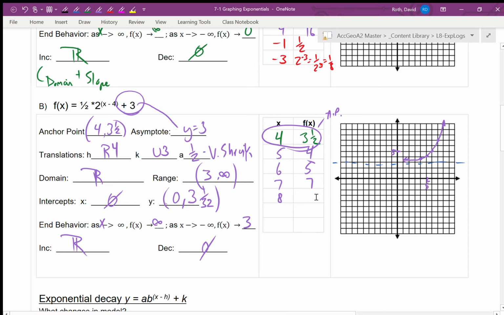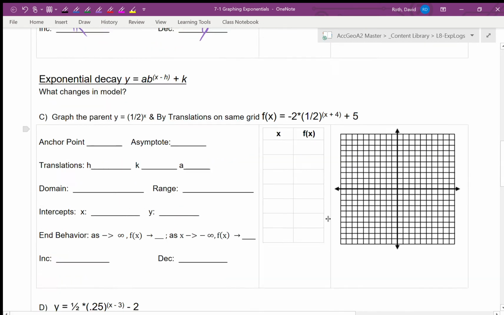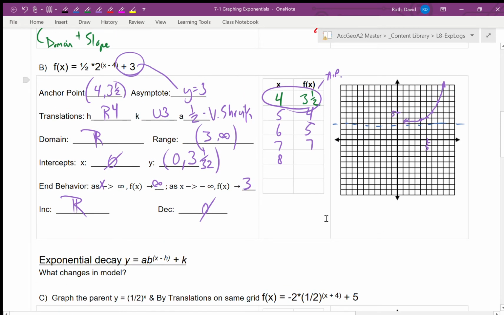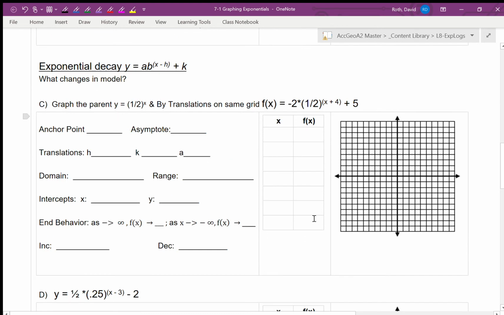Okay, now let's take a turn and go to exponential decay. And by the way, if you want to pause this lesson, certainly do so at any time, and feel free to come back to it later.